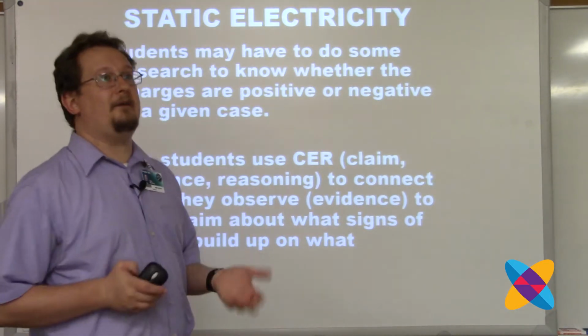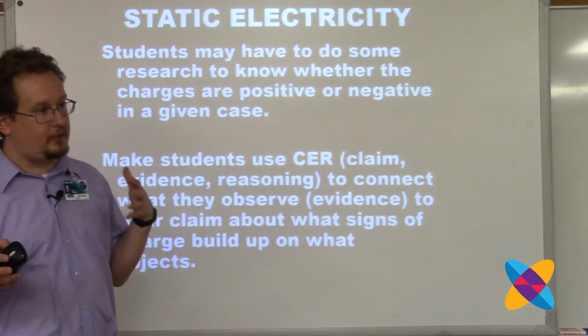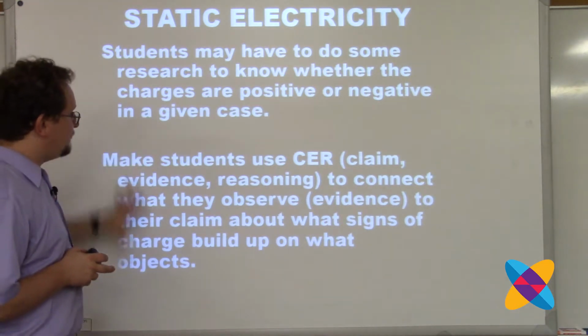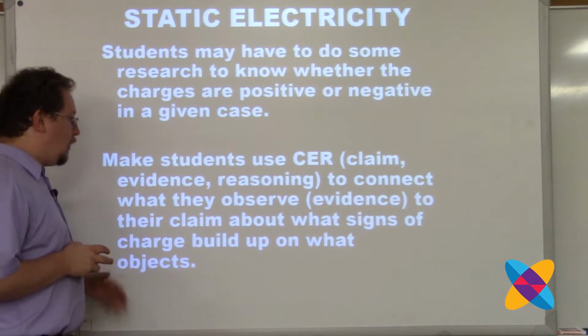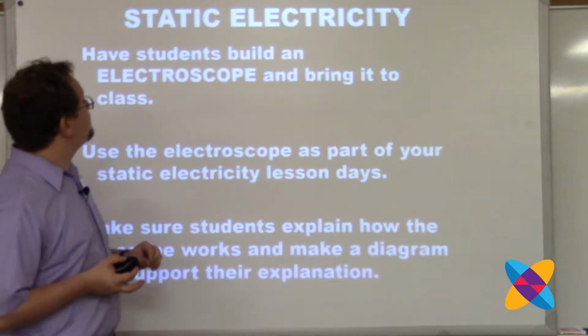So you may have to have students find out, if you rub the glass rod with the rabbit fur, which one's positive or negative. Have them do that. Have them do CER to connect what they observe to what they know about the signs of charge and that kind of thing.